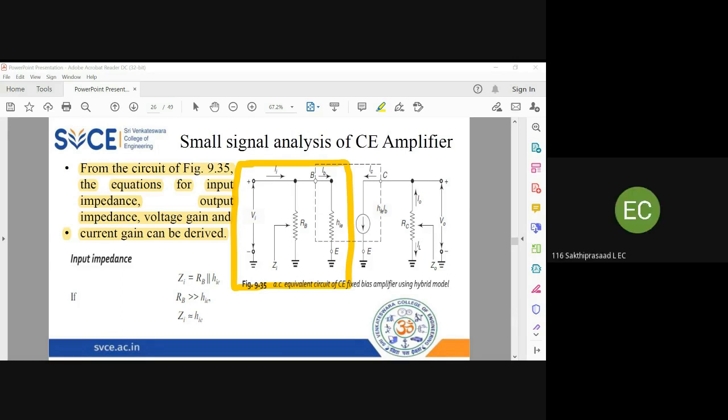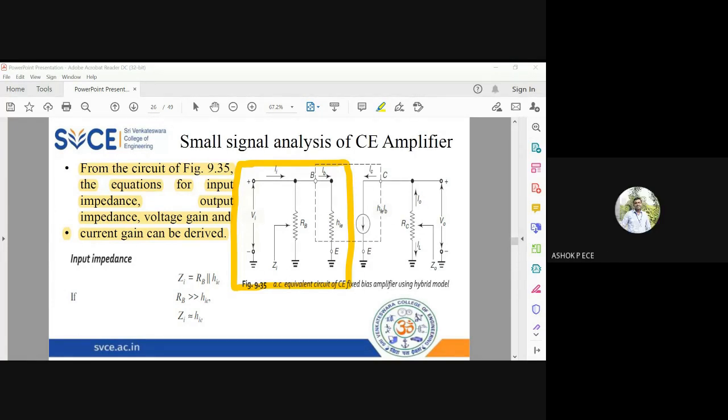RB and HIE. How are they connected? Are they in series or parallel? Parallel. How do you say it is parallel? It is correct, parallel, but how do you say it is parallel? Current is dividing, sir. Very good.